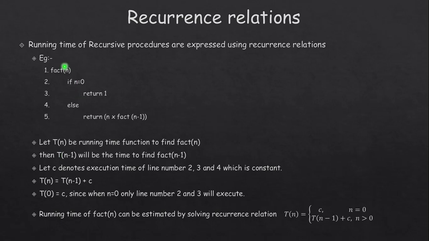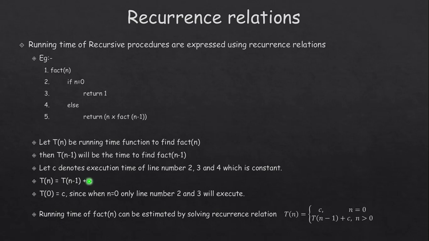So you just come back to the procedure. Just look at this one. Line number 2 only needs a constant time. Line number 3 also needs a constant time. Line number 4 also needs a constant time. So how many times will this procedure be called? n minus 1. So what's the time to execute n minus 1? It is T of n minus 1. So I can write the recurrence relation as T of n equals T of n minus 1 plus c.